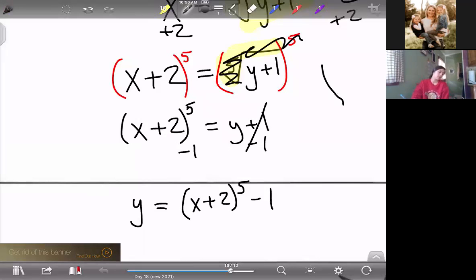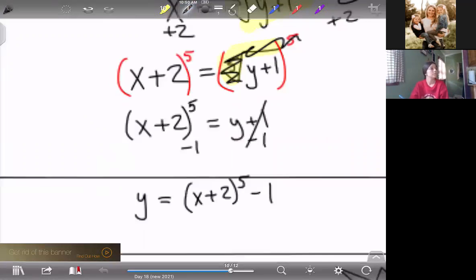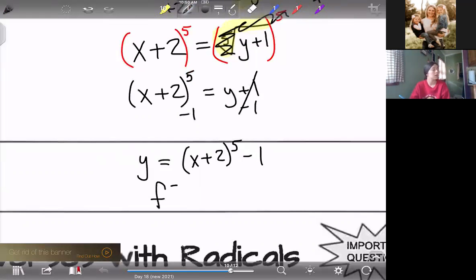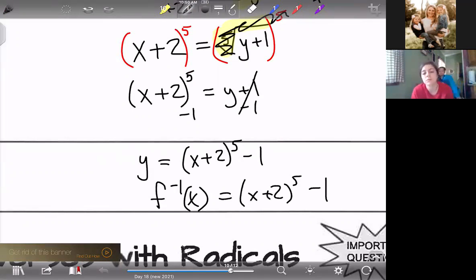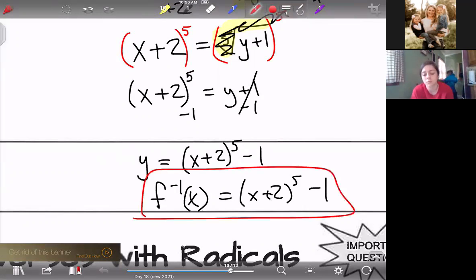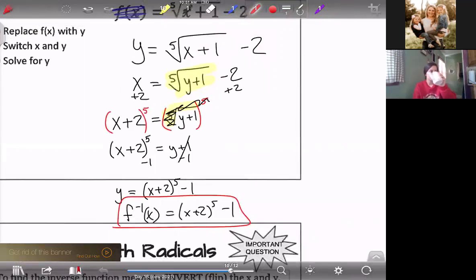Last step, we just want to go back and write this in inverse notation. So f inverse of x equals x plus 2 to the 5th minus 1. Questions on this one? All right.